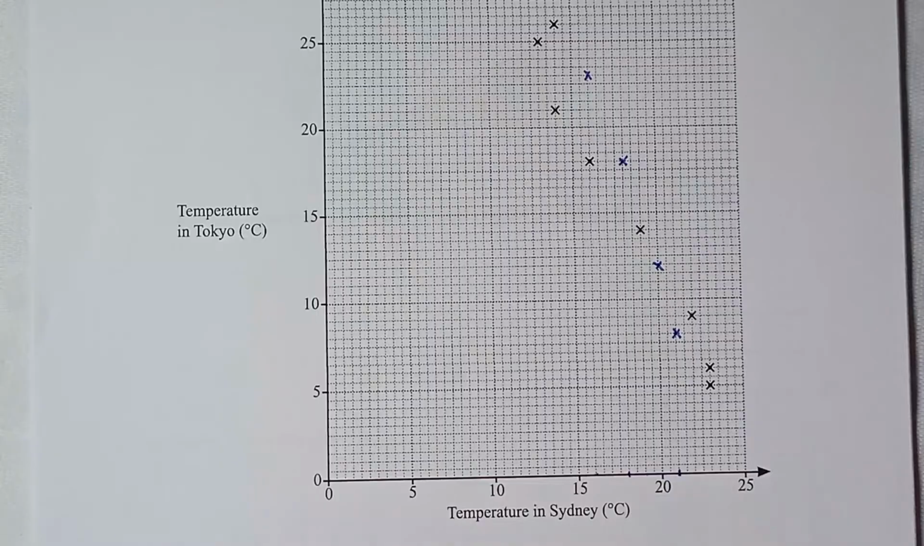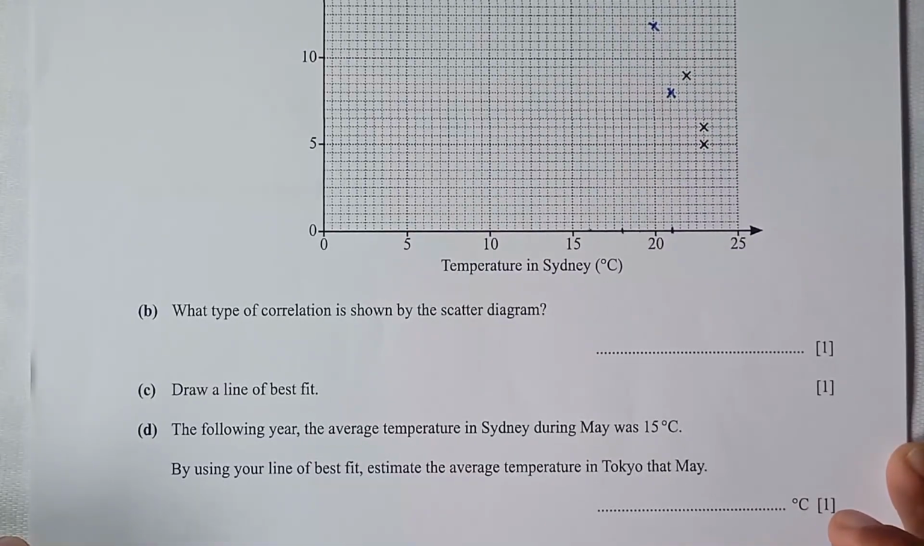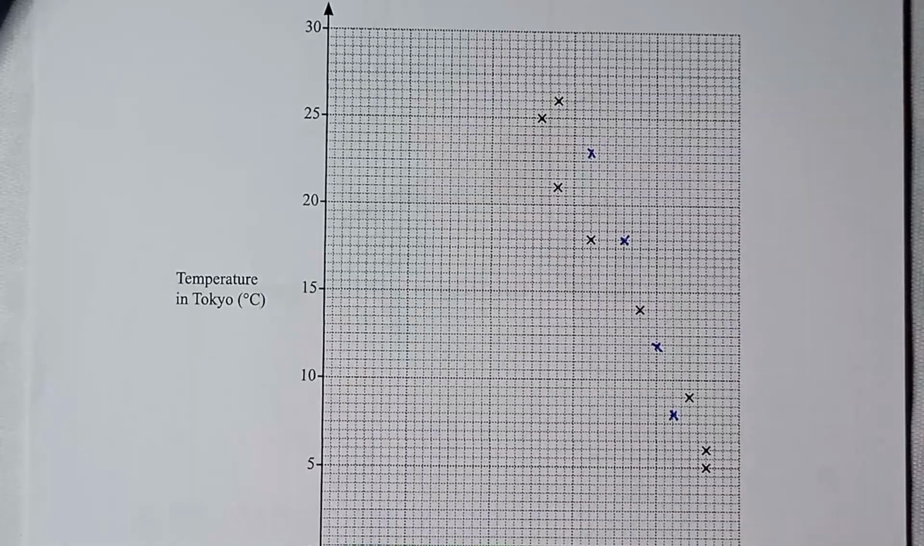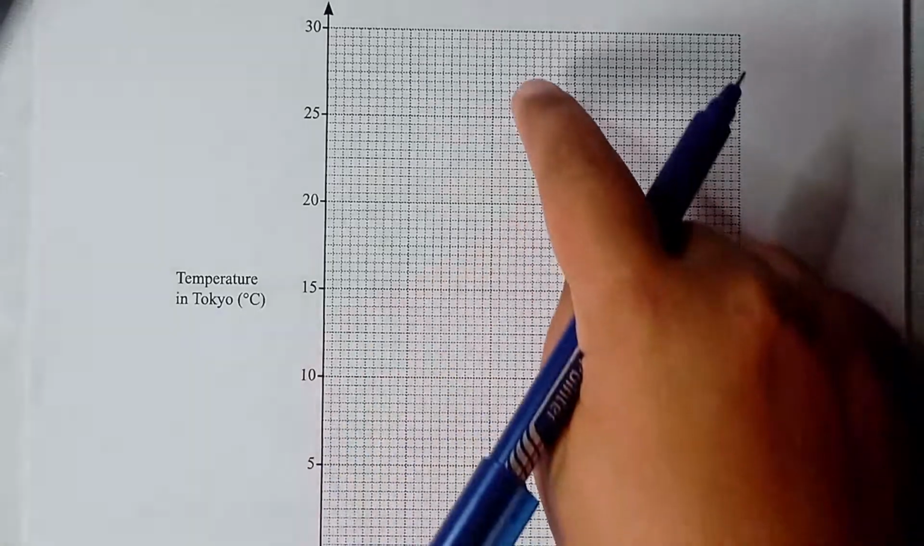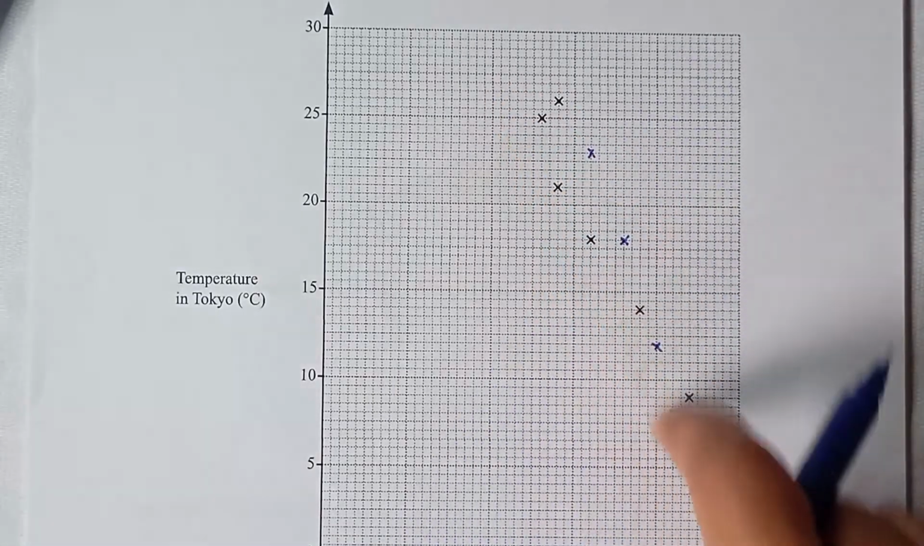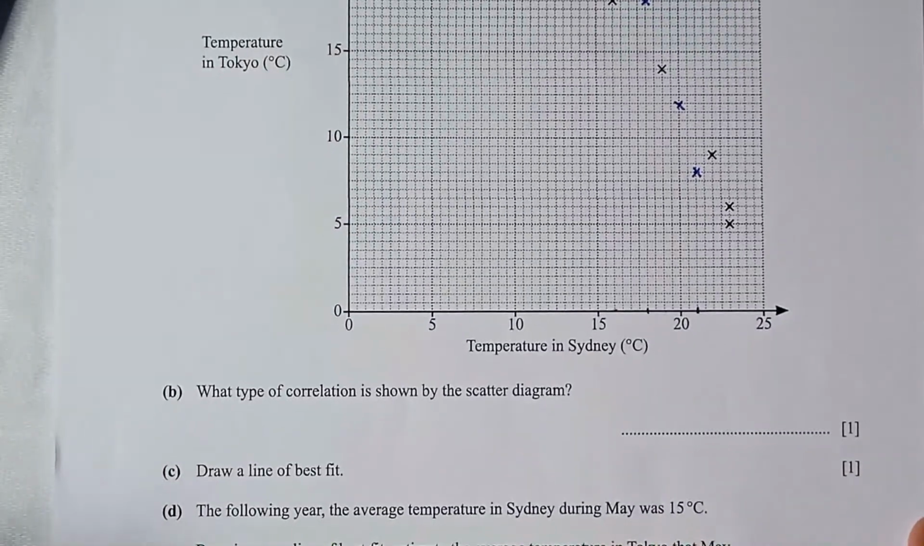Okay, so we have completed the scatter diagram. Now for the B part, what type of correlation is shown by the scatter diagram? Okay, let's see. As we can see, when the temperature in Tokyo decreases, they are decreasing, right? So it is a negative correlation.